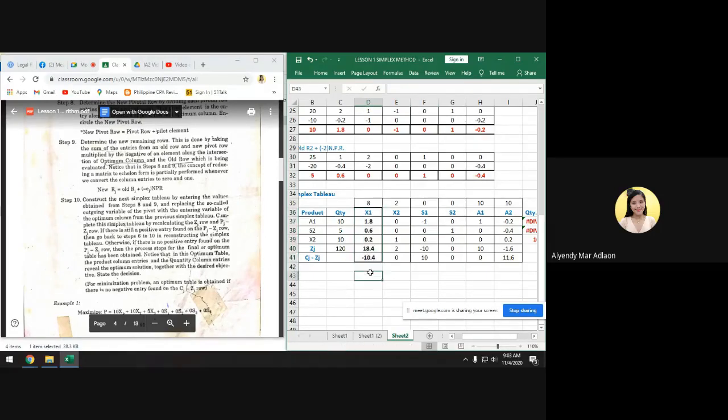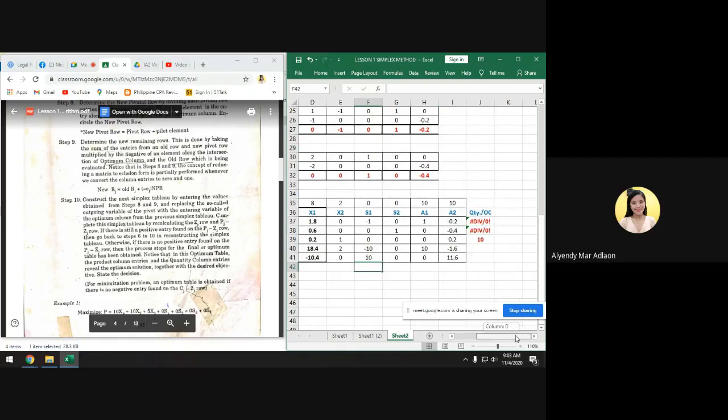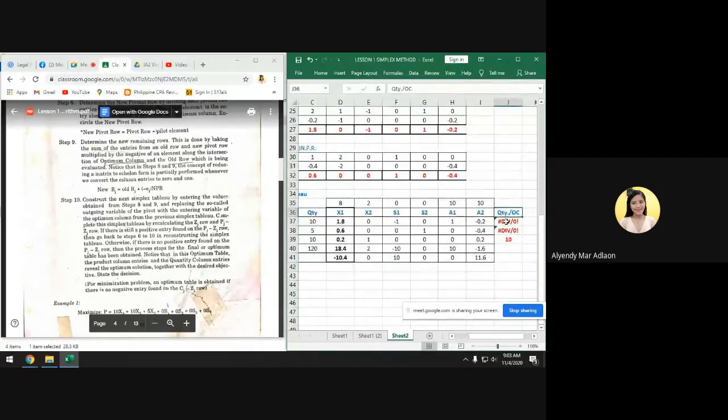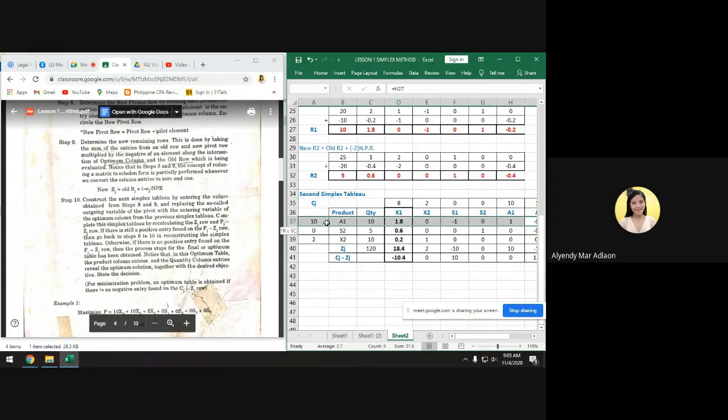Okay, now, after that, sa optimum column, pangitaon na to ang pivot row. To compute for the pivot row, again, quantity divided by the optimum column. So, we have 10 divided by 1.8 and then so on. Okay, we will search for the least positive quotient. Least positive quotient is the 5.556. So, this will now serve as our pivot row.